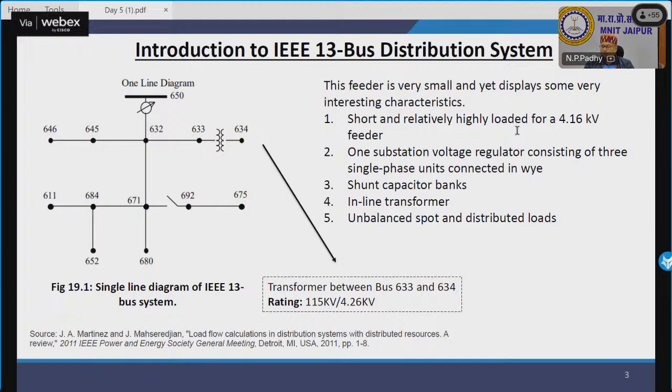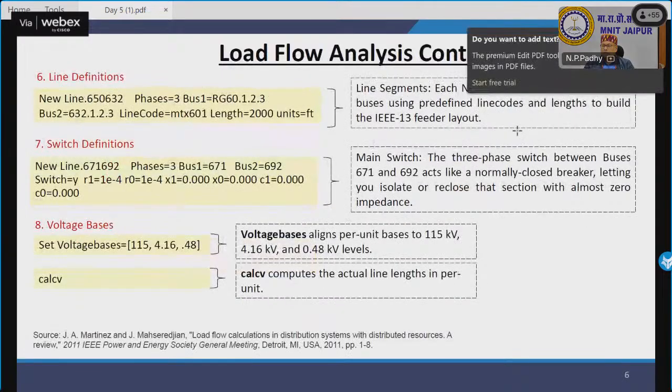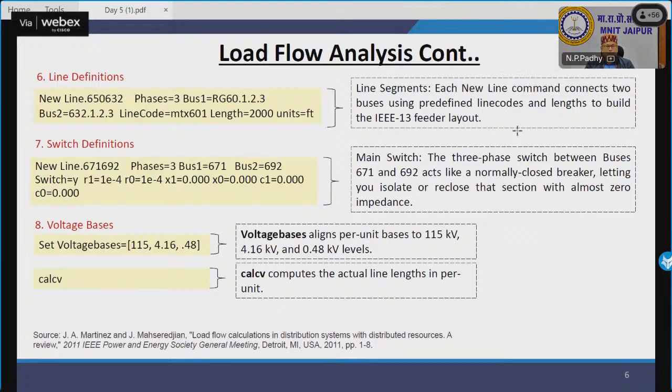So you could see there is a kind of regulator, the voltage transformer. Then you have a switch, line, load, everything can be easily defined. And then the voltage of each bus: set voltage bases. There are three types of buses, at 115, 4.16, and 0.48 kV. It aligns the per unit base values of different voltage levels, and then computes the actual line length in per unit.